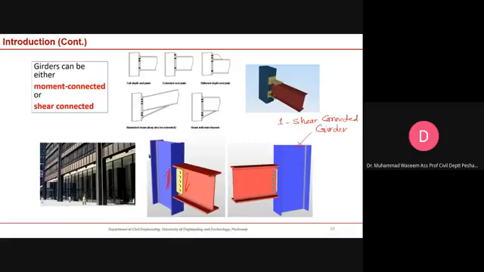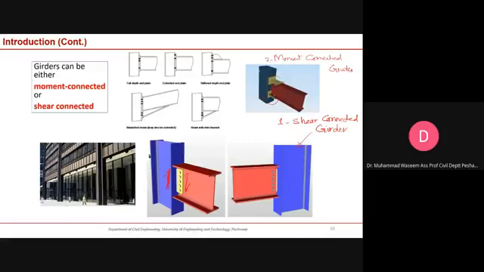If you have some sort of connections at the top and the bottom, these types of girders can also be classified as moment connected girders.